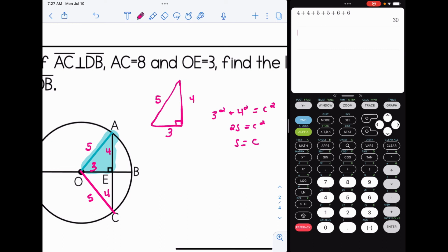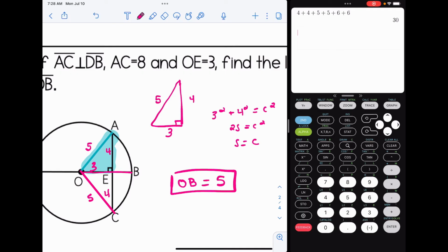So if I'm finding the length of OB, and I'm looking at this over here, I know that that's a radius, and so OB has to be 5 as well. I actually didn't end up using any of my circle rules from before, but I just used the Pythagorean theorem and knowing that the radii are always going to be congruent.